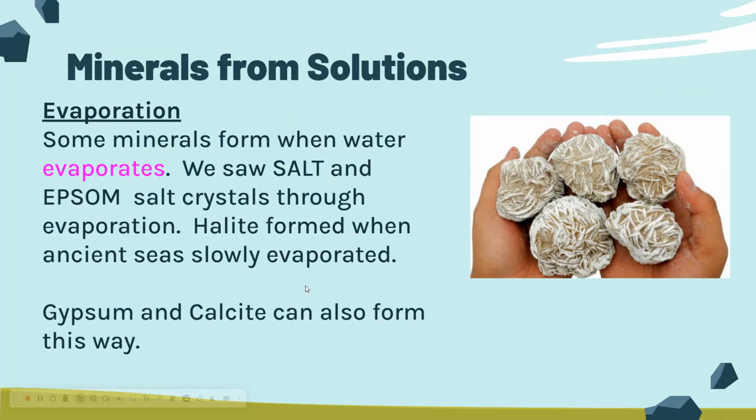The first way this can happen is through evaporation. When water evaporates, we can get mineralization, we can get crystallization occurring. You're going to see that when we did the salt and the Epsom handprints last week, because we'll see the crystallization as a result of that. You'll also see halite, gypsum, and calcite. They all form that way through the evaporation of seas or oceans. You get to see that mineral formation through evaporation.